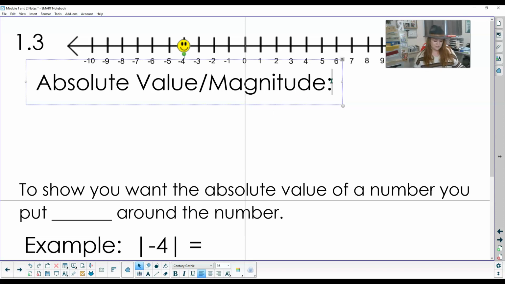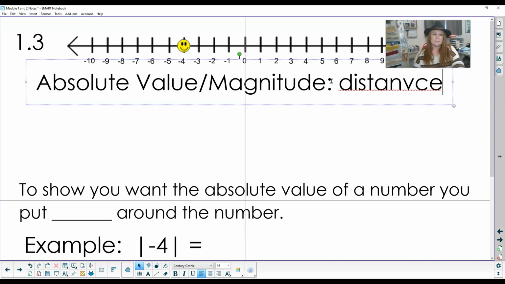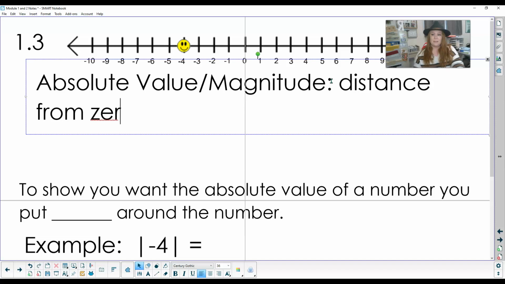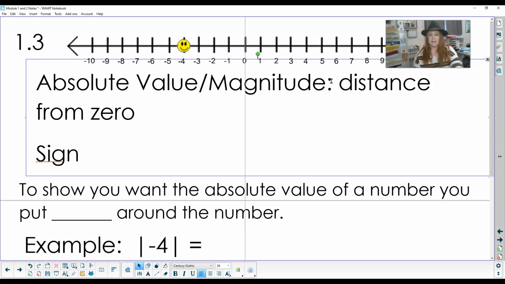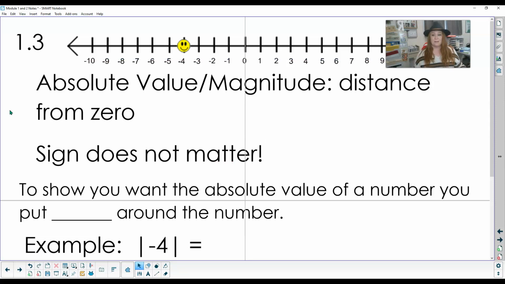An absolute value is just the distance from 0, and we are going to ignore the sign. A little note: sign does not matter. So if I'm looking here, we have -4. All I want to know is how many places that is from 0. I don't care which side it's on. I just want to know how many steps I would have to take to get from that number to 0.